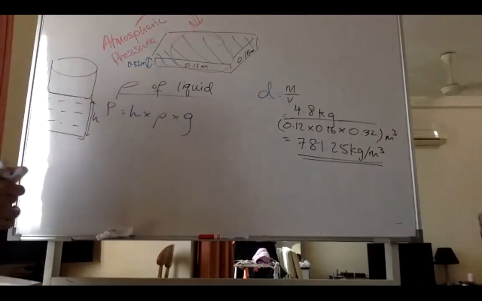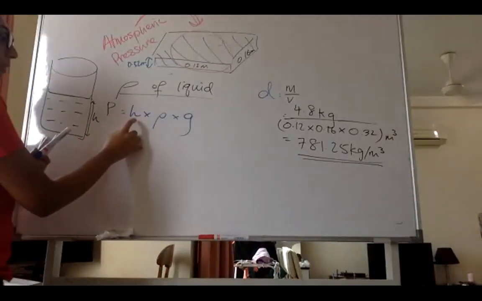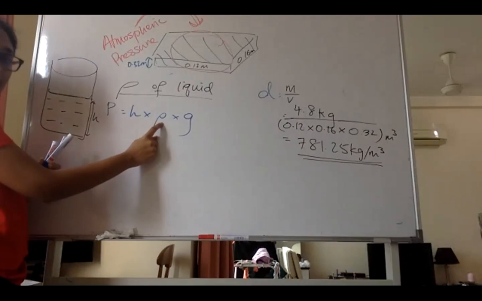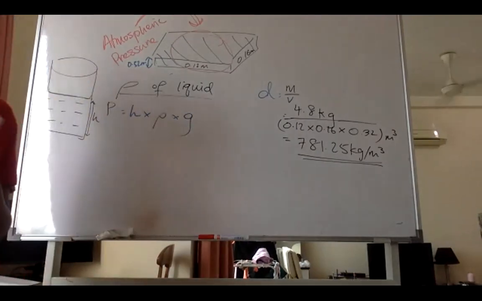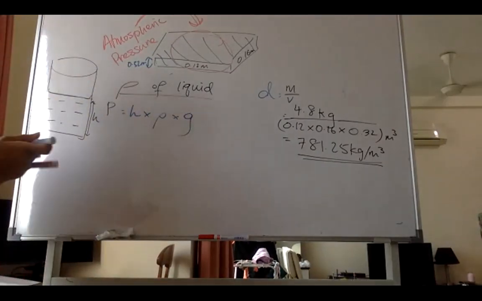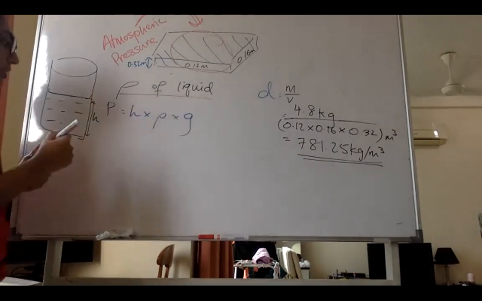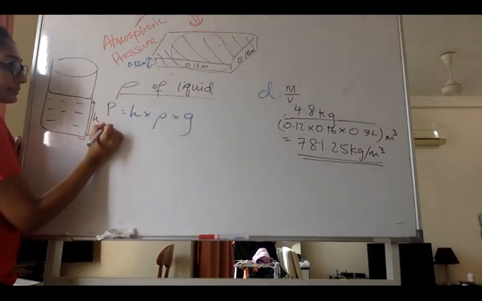So the formula for pressure in liquid is H rho G, H being the height, rho being the density, and G being the gravitational acceleration. So now, we know from the previous question, pressure is how much we just calculated? Pressure.